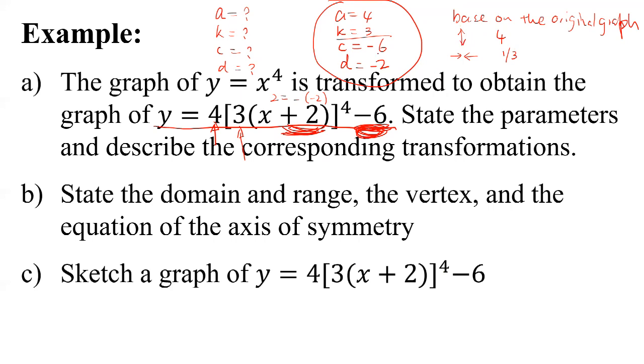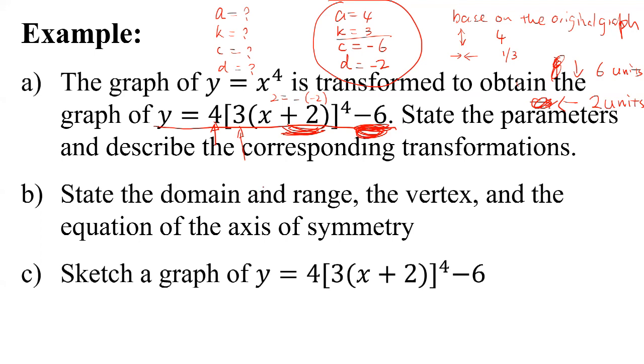And then because c is -6, we need to vertically translate the graph down by 6 units. And then because d is -2, that means we need to horizontally translate the original graph to the left by 2 units, right? Can you follow me?